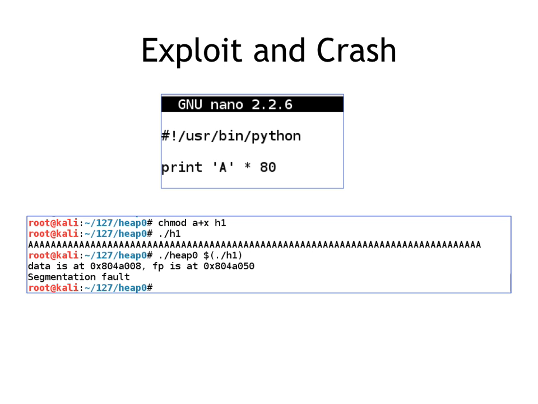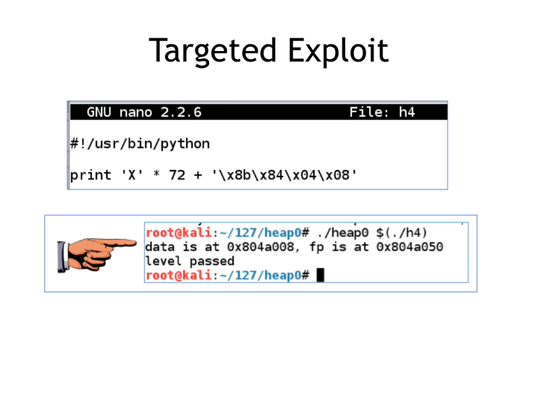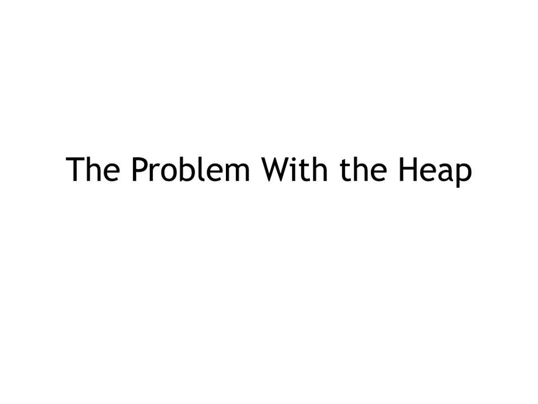And so this is the exploit and the crash. There's crashing in GDB. And there's the exploit that gets you to level pass. We just went through that. And that's your first homework on the heap, which really only had a passing involvement of the heap. So next one is this.